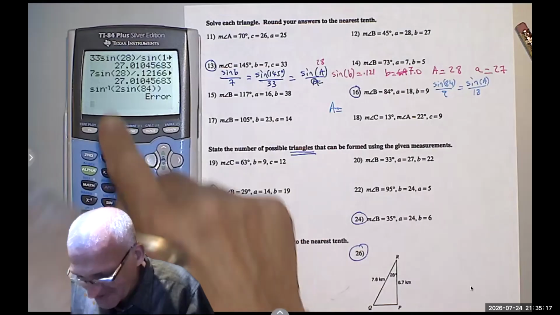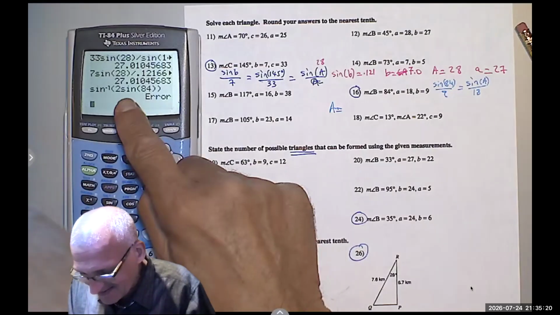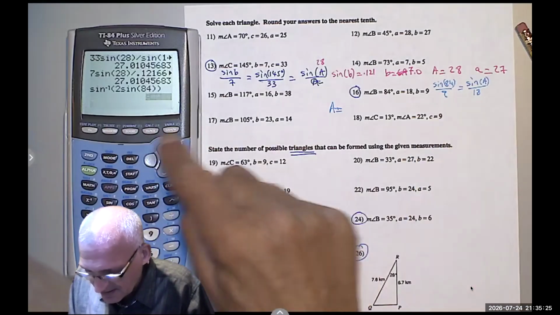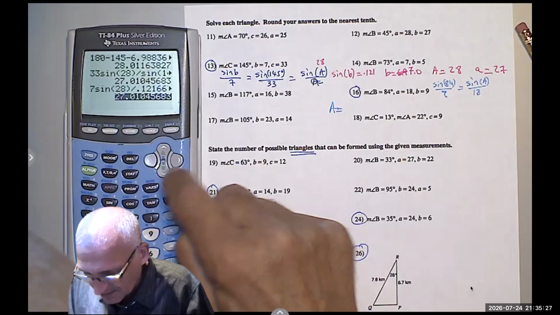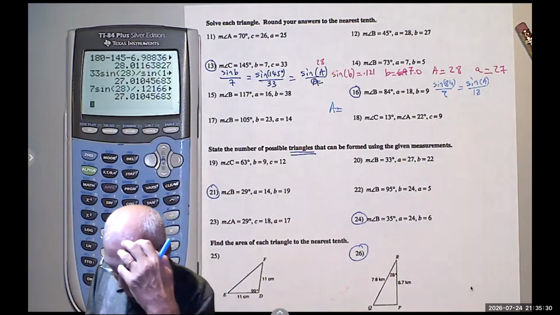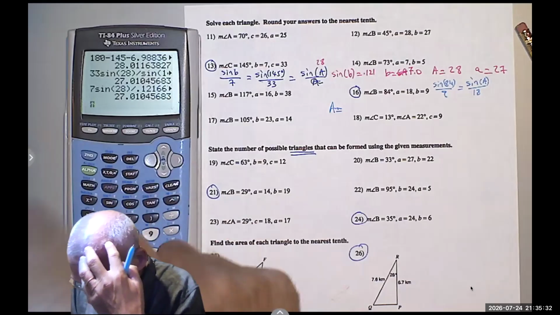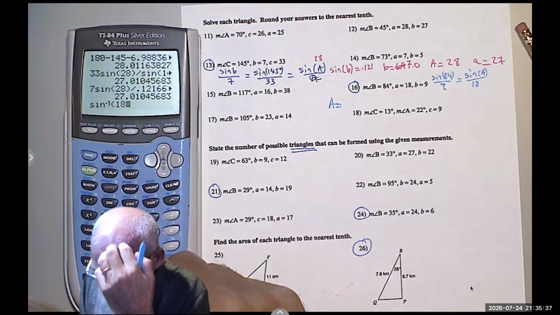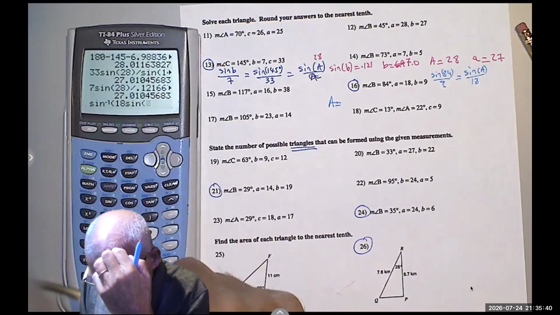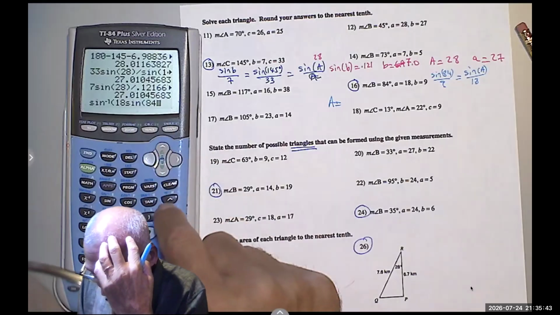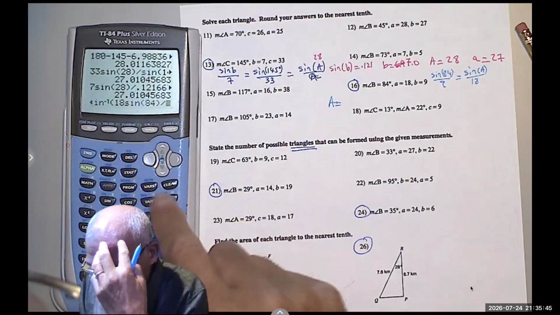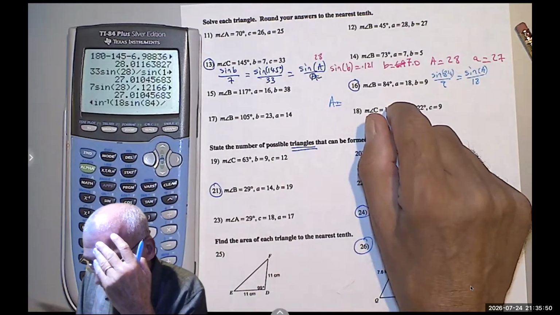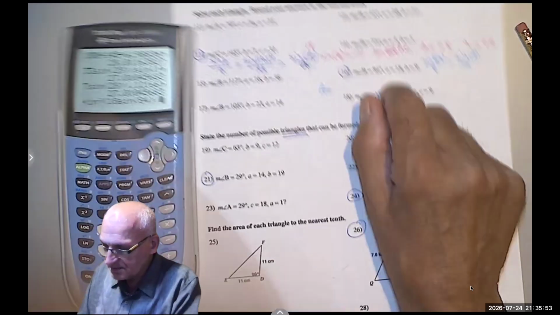Oh, quit. I did something wrong. Of course it's wrong, because I multiplied inside. Oh my God. How did I do something that dumb? Okay. So it's inverse sine of 18 sine 84 over 9. No, that doesn't make sense.